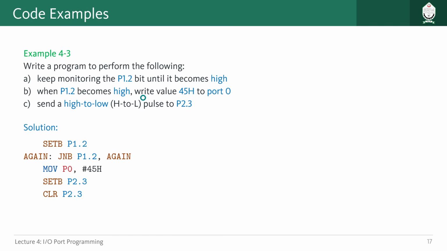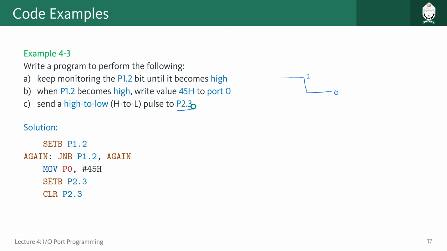So here they are saying we have to monitor a particular bit until it becomes high, and whenever it becomes high we have to write a value to port 1, 45H. Then we have to do another thing, which is send a high to low pulse. If this is 1, then this is 0. This kind of signal has to be given to pin 2.3.